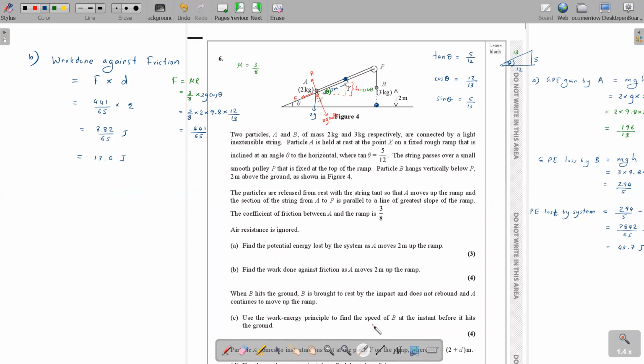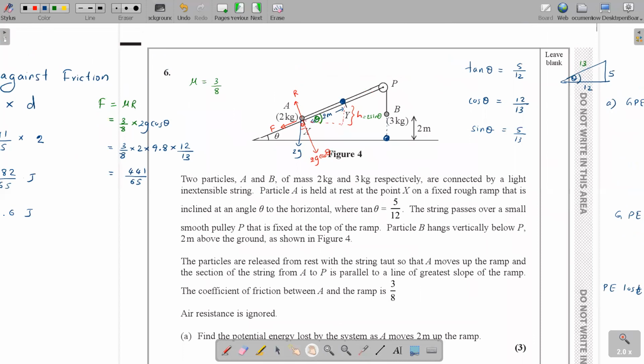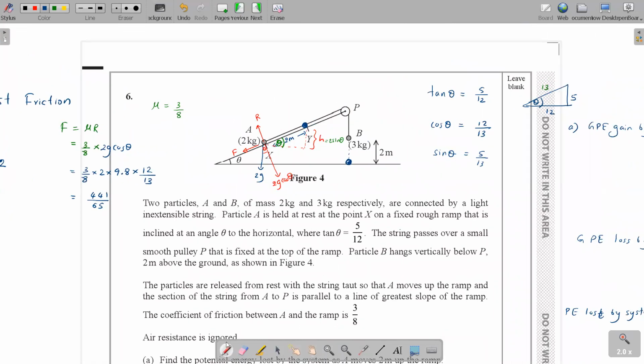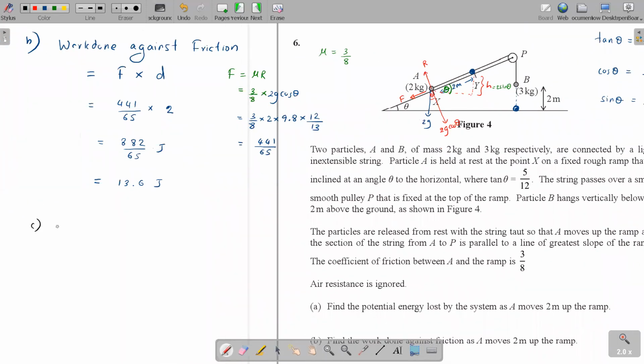Use the work energy principle to find the speed of B at the instant before it hits the ground. So they want you to use the work energy principle to find the speed with which B hits the ground. So how do we do that? How do we use the work energy principle? Do you remember the work energy principle? First, let's write the work energy principle. What's the work energy principle? Children, what's the work energy principle?